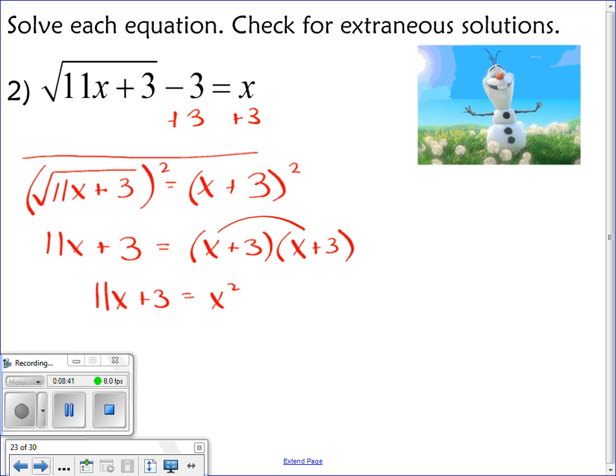So we get x squared, plus 3x plus 3x plus 9. So be very careful when you see a quantity squared. Remember, squaring means to multiply something by itself. So you actually have 2 of those that you need to multiply together. So 11x plus 3 equals x squared plus what? Just 6x.